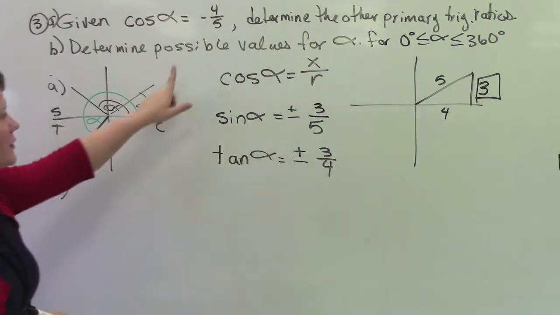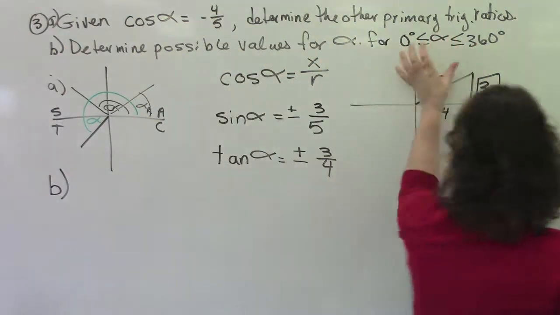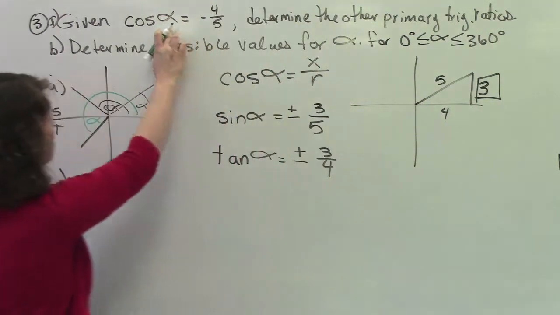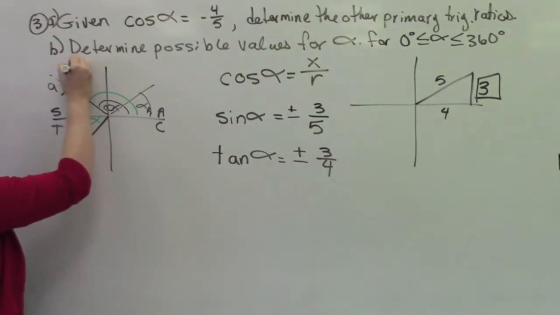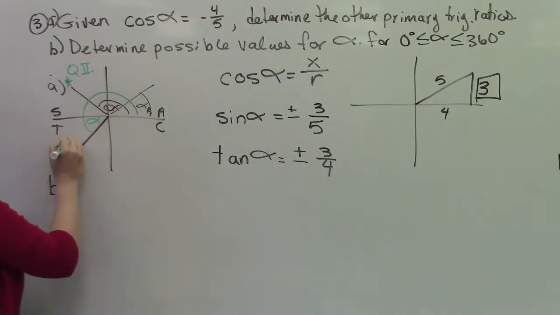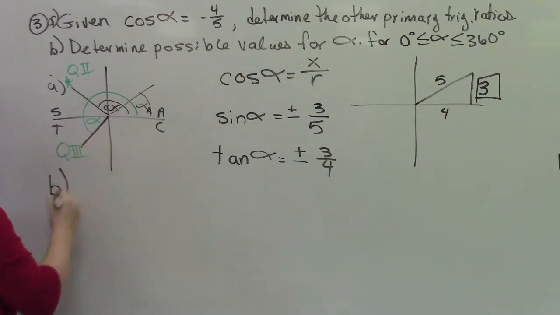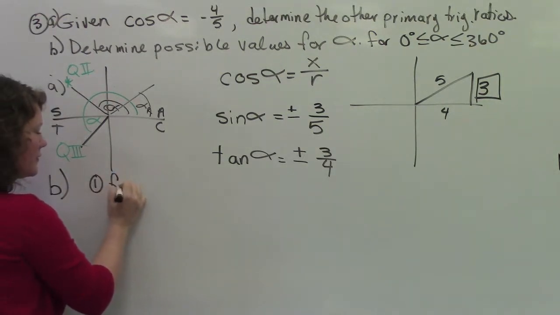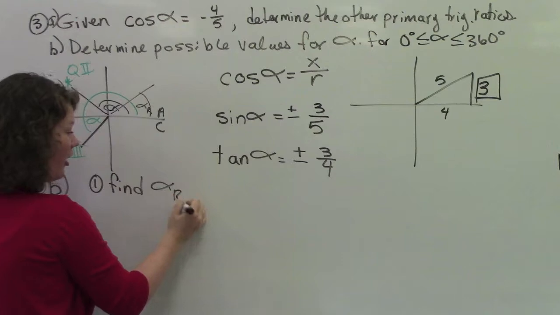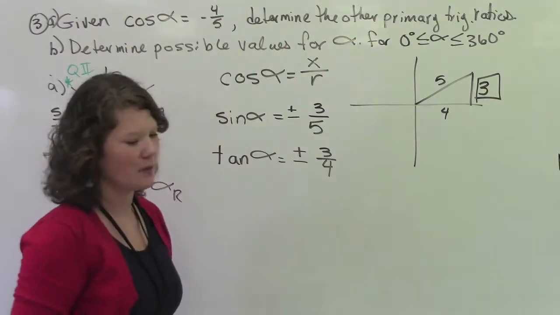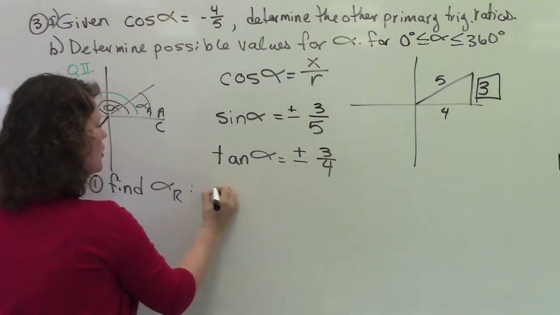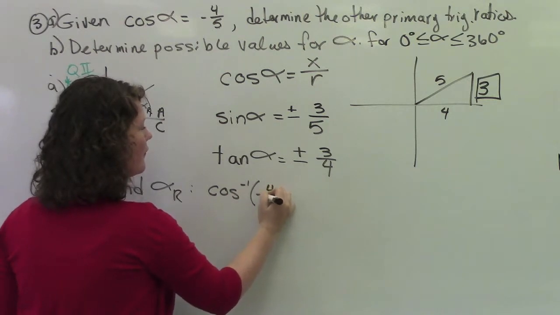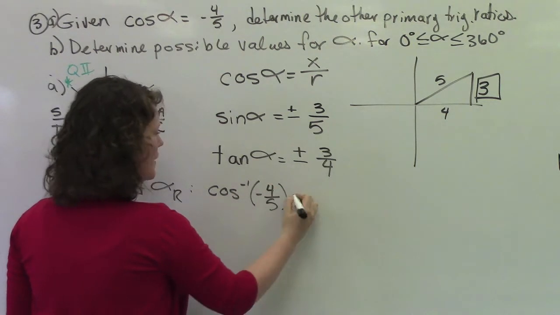Determine the possible values for alpha that's between 0 and 360. We know that we're going to have two solutions where cos is negative. We're either going to have it in quadrant 2 or in quadrant 3. First things first, step 1, find alpha r, or theta r, depending on what variable. So what I would do is say cos inverse of 4 over 5 is my reference angle.